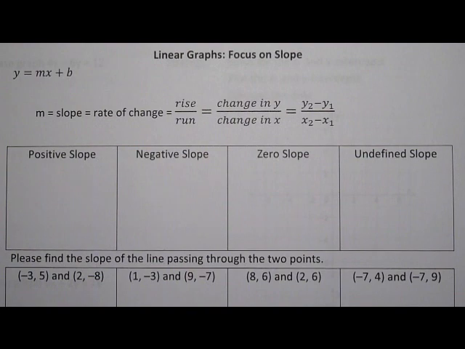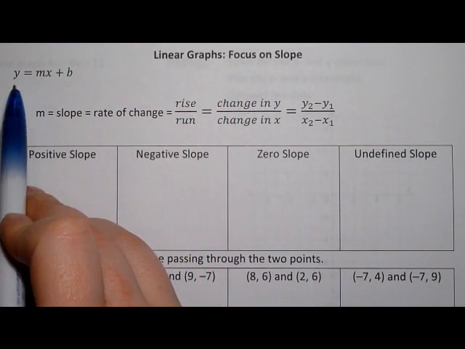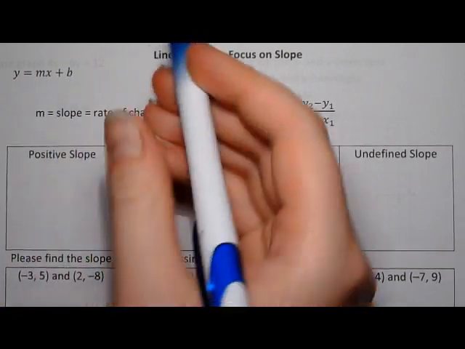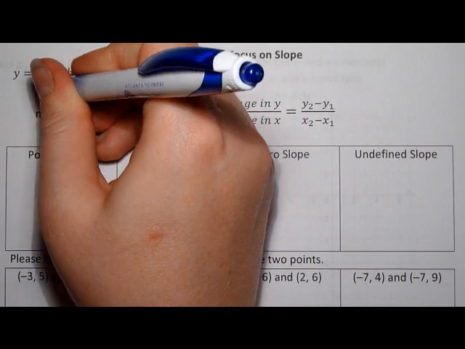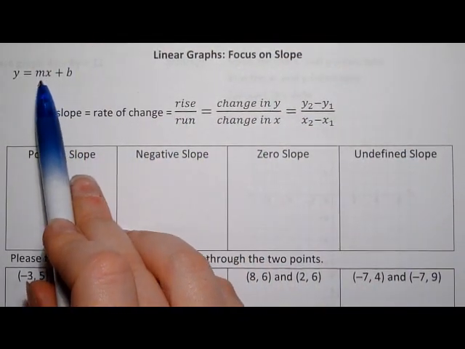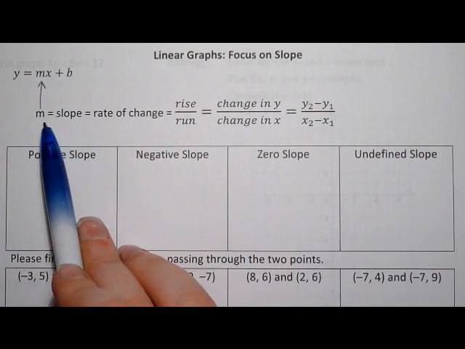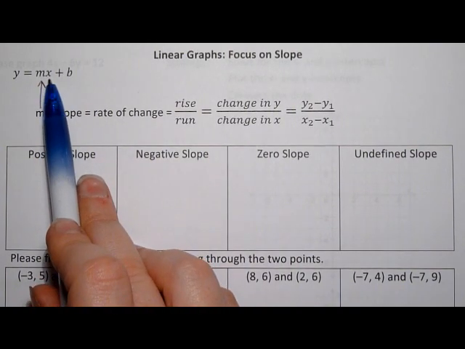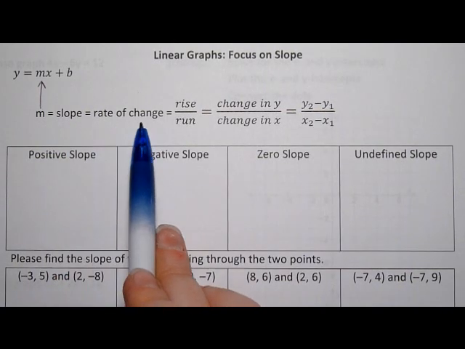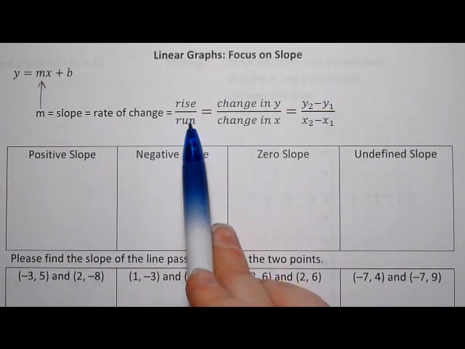The slope is a very important part of linear equations. When written in slope-intercept form, the standard form y equals mx plus b, the slope is the variable m, which is a number multiplied by the independent variable x. The slope is also called the rate of change. It is rise over run.